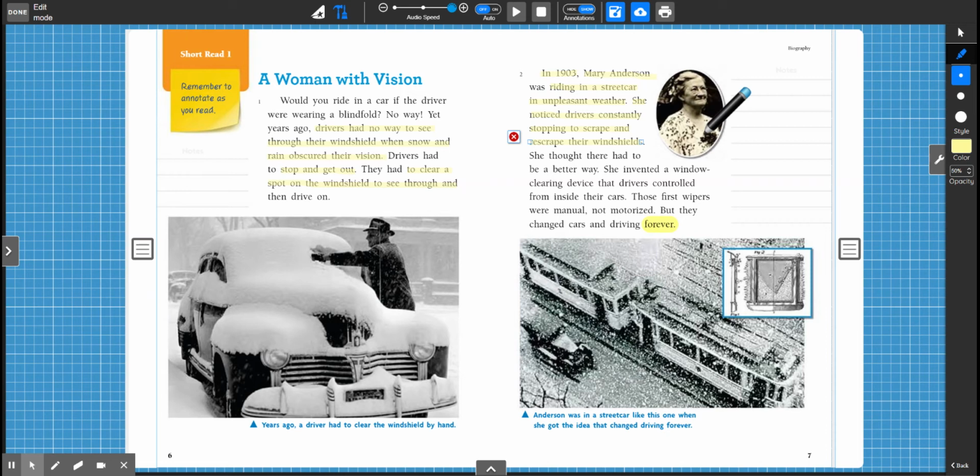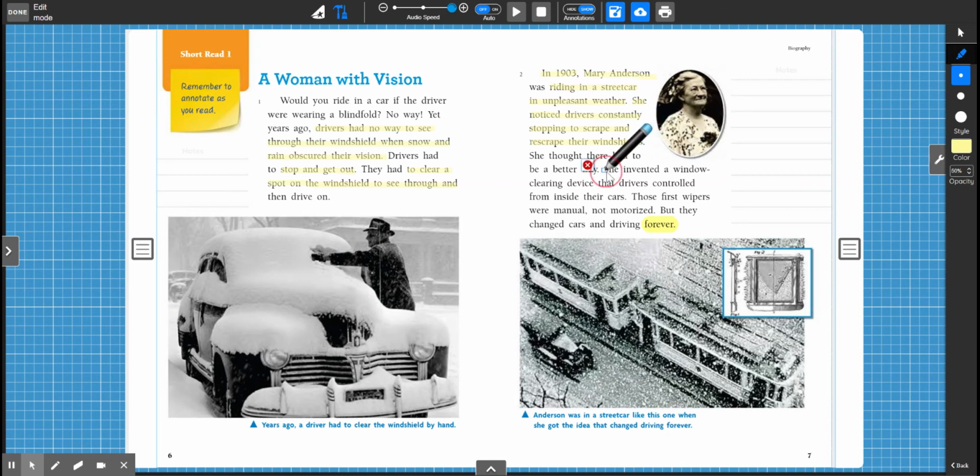Let's finish reading this paragraph. She invented a window clearing device that drivers controlled from inside their cars. Those first wipers were manual, not motorized, but they changed cars and driving forever. So what did she do and how did it help people? Pause the video and highlight.